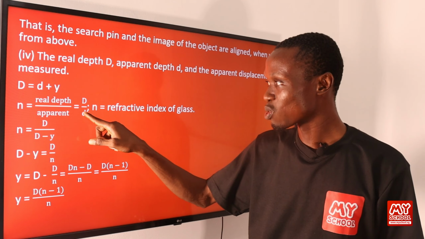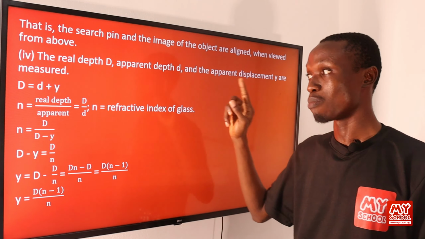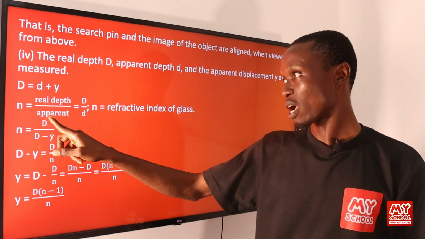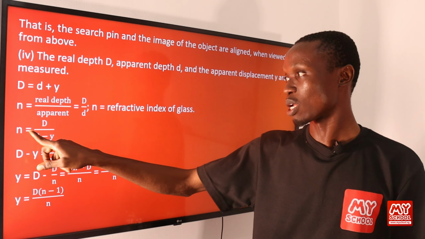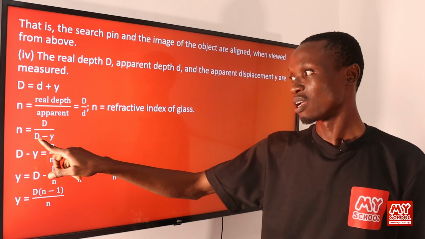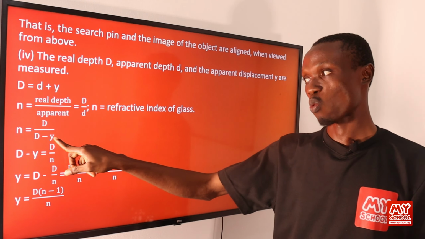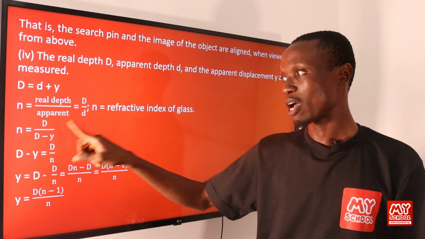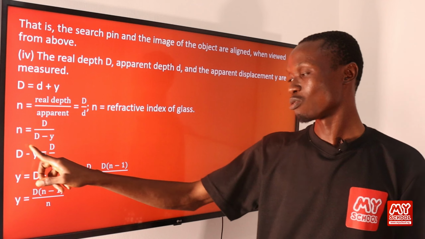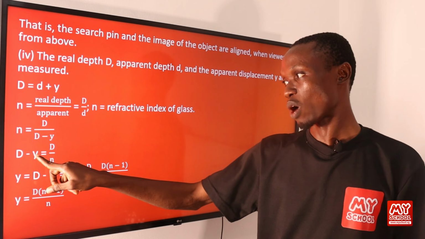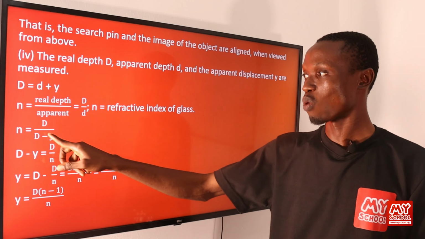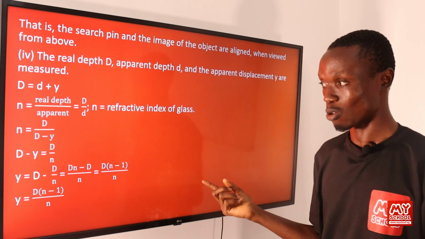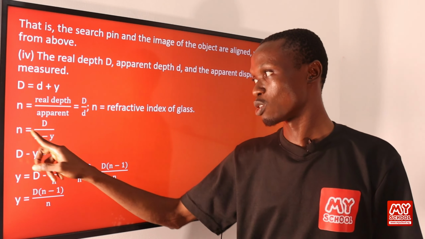So in place of small letter d, we replace it with big letter D minus y. That is why, for our refractive index, we now have D all over big letter D minus y. Why? Because our small letter d is now equal to D minus y. So at the end of the day, we have D minus y is equal to D all over n. Why? Because these two have to switch positions, since we are trying to make y the subject of the formula. So these two will switch position.